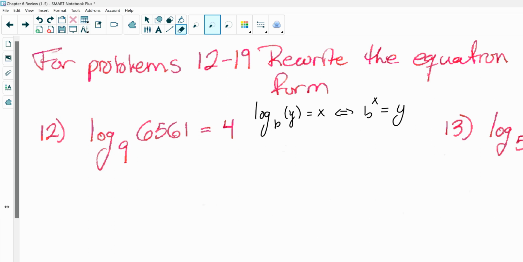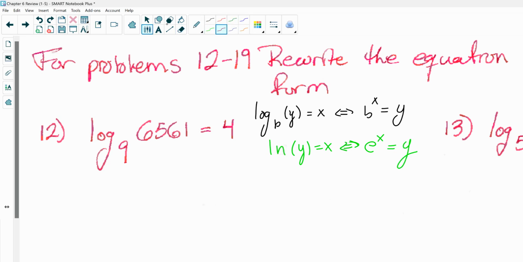Log base b of y equals x if and only if b to the x is equal to y. We can say the same thing with natural logs. Natural log of y equals x if and only if b to the x is equal to y. Because we can do this by the switching type method.